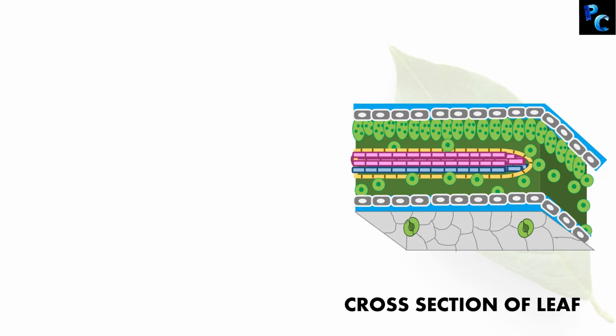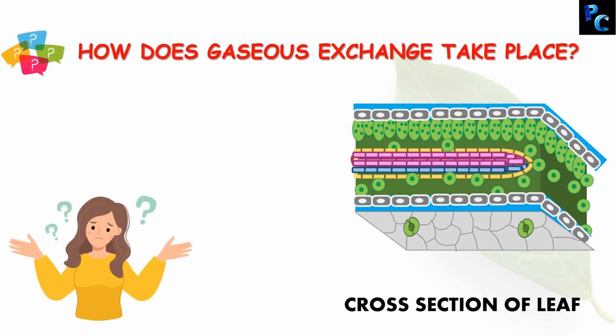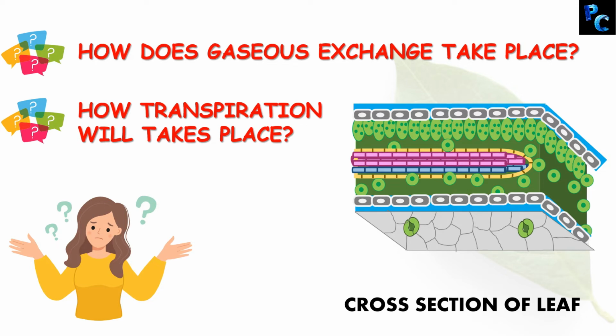Now you will ask me, ma'am, if the epidermis forms a complete sealed covering, then how does gaseous exchange take place in plants? How does transpiration occur in plants? Gaseous exchange means taking carbon dioxide and releasing oxygen. For what, can you guess? Yes, you are correct, for photosynthesis. And transpiration means the process of loss of water vapor. So, how will this occur if the epidermis is completely sealed?